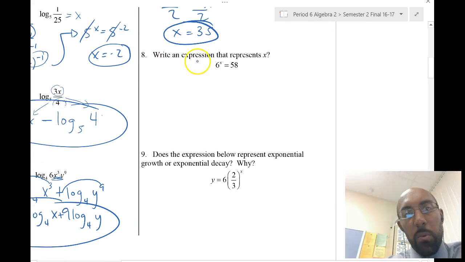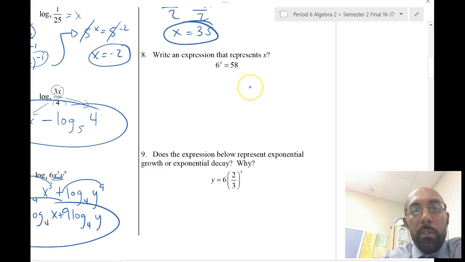Okay. Next question. Write an expression that represents x. In other words, convert this so that it's all equal to x. Well, in order to do that, I've got to get x isolated. And you can really just think about this as solving for x. So let's pretend that we're just solving for x.